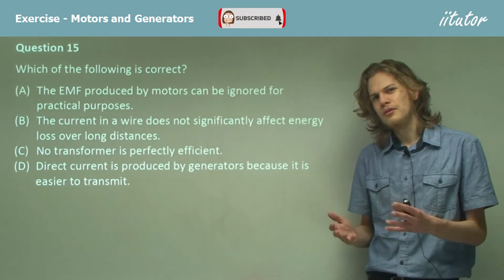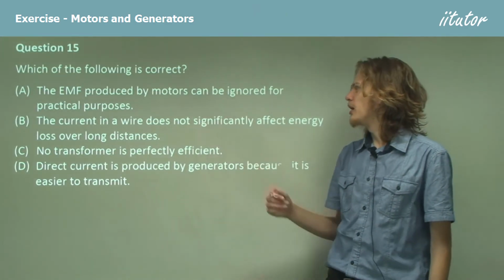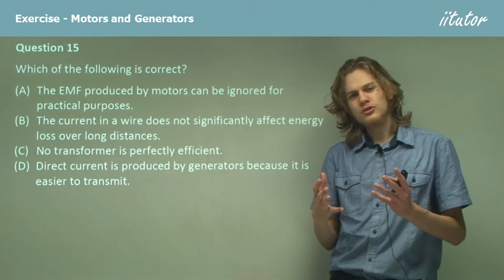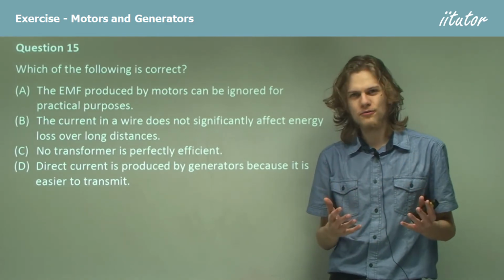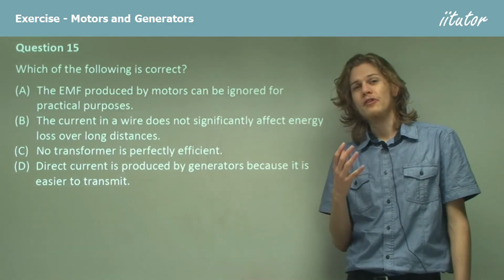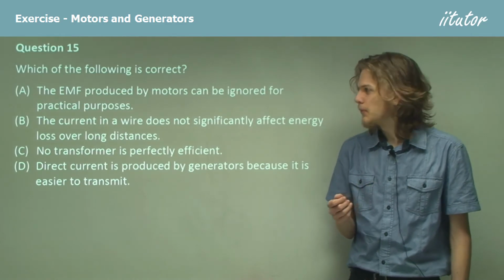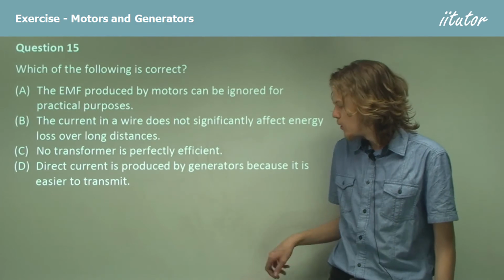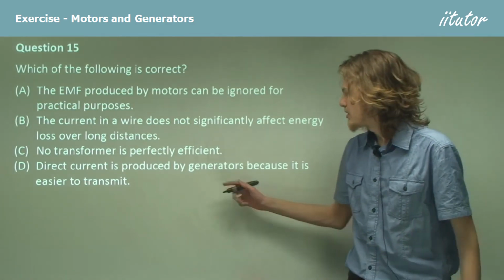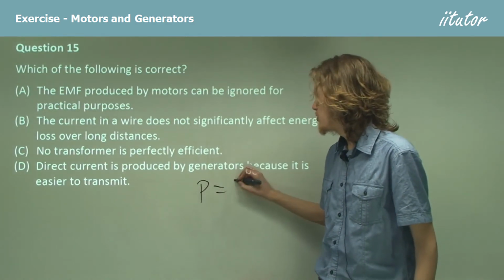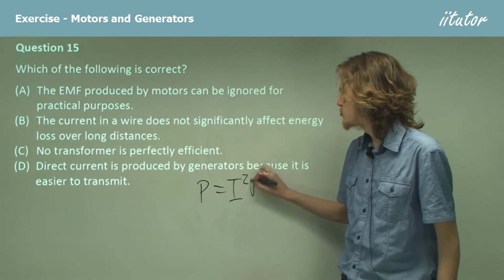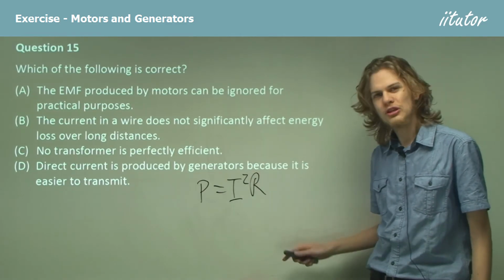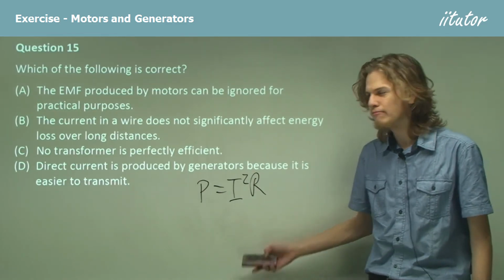Now, let's work through these. The EMF produced by motors can be ignored for practical purposes. This is not right. If a motor is turning, especially if it's turning very, very fast, then the electromotive force can be very, very great, and so we need to account for it. The current in a wire does not significantly affect energy loss over long distances. We know that power loss is actually equal to current squared times resistance. So current is one of the things that makes the most impact on the energy loss over long distances.